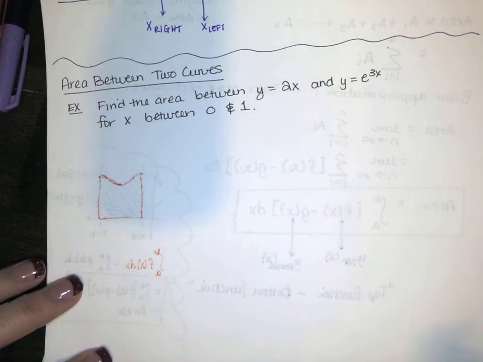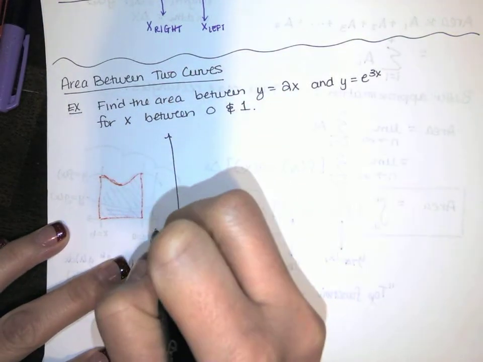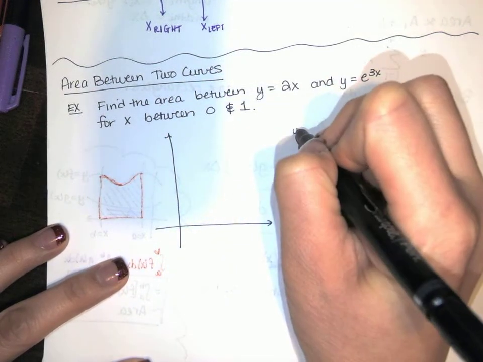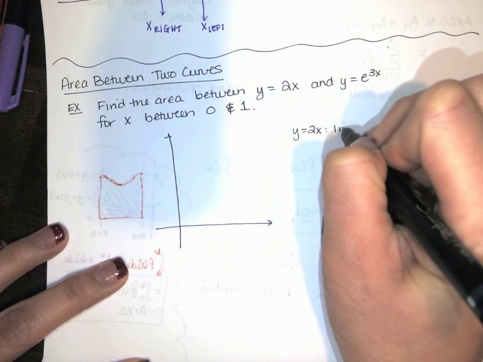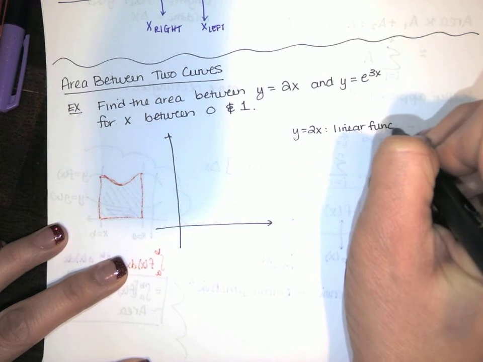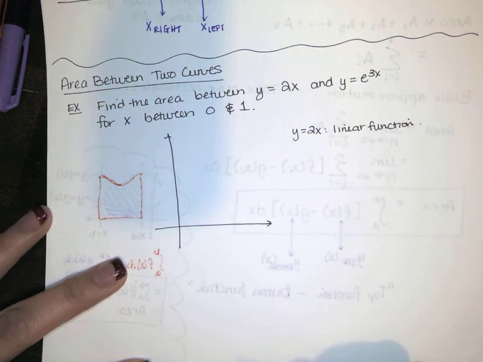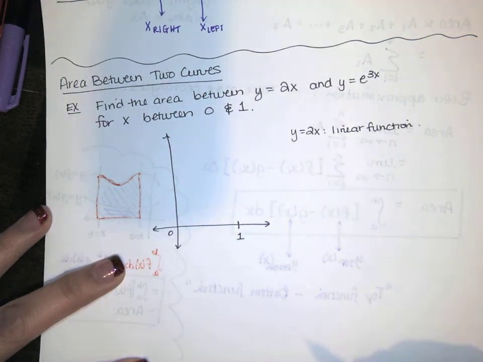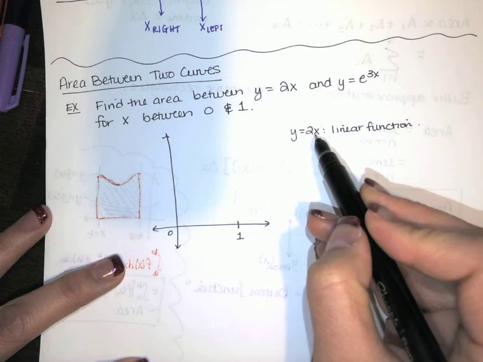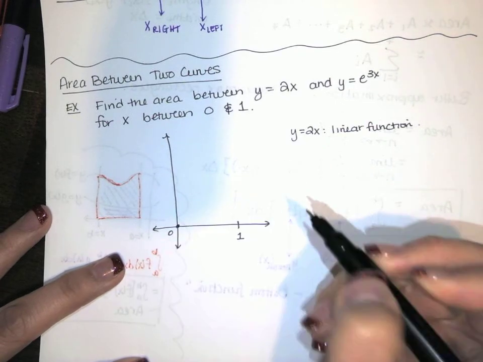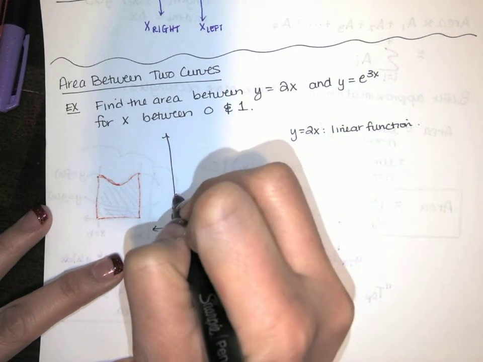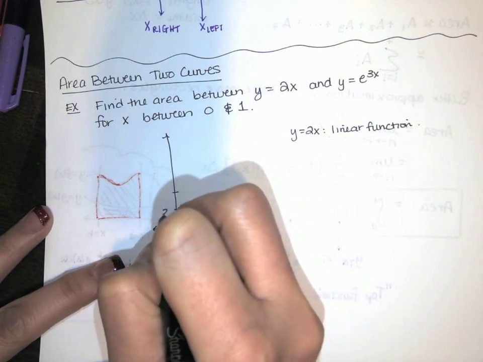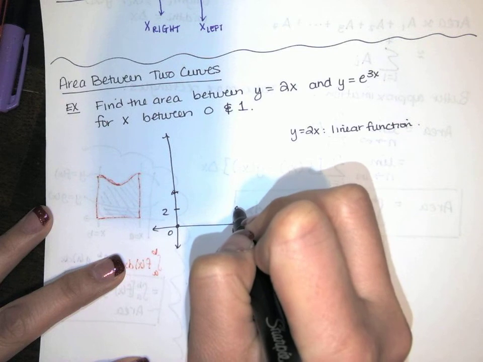So the first thing that I would do on a problem like this is sketch the curves. And if I'm graphing y equals 2x, I know that that's a linear function. And this is not going to be to scale. That's okay. We want to start at 0 and end up at 1. If x equals 0, y equals 0 on that line. And if x equals 1, y is going to equal 2.